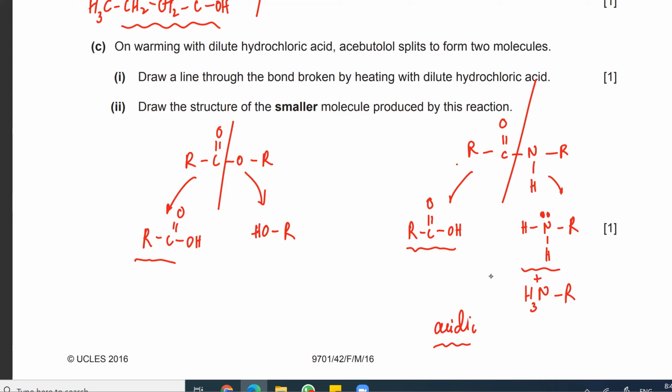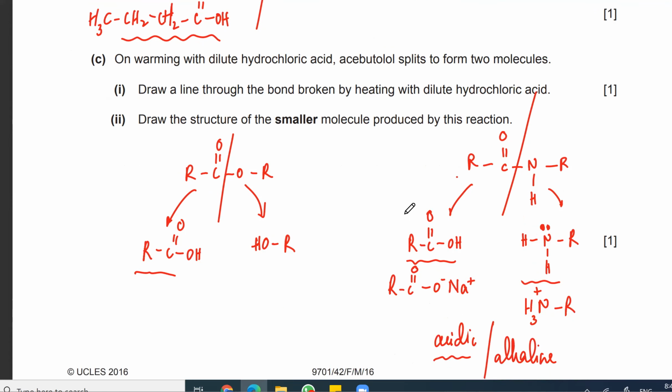And if the hydrolysis is alkaline, like you're using NaOH instead, you're not going to get the carboxylic acid. Instead, you're going to get a salt of the carboxylic acid, like C double bond O, because the alkali will react with it. Is that clear? Yes, sir.